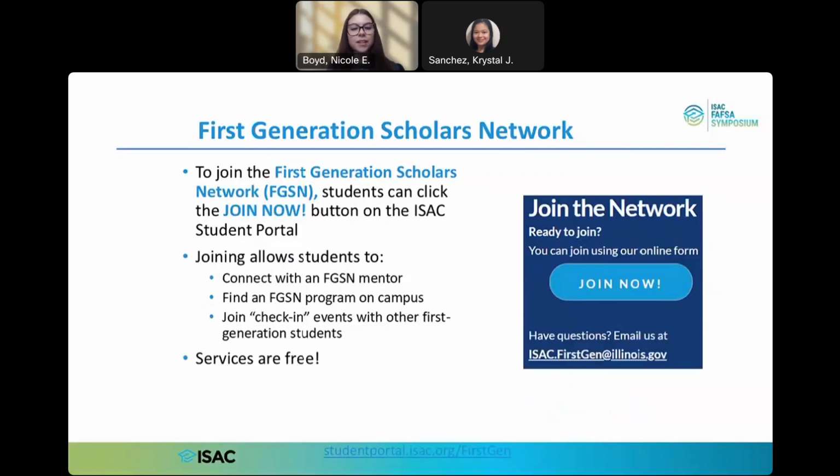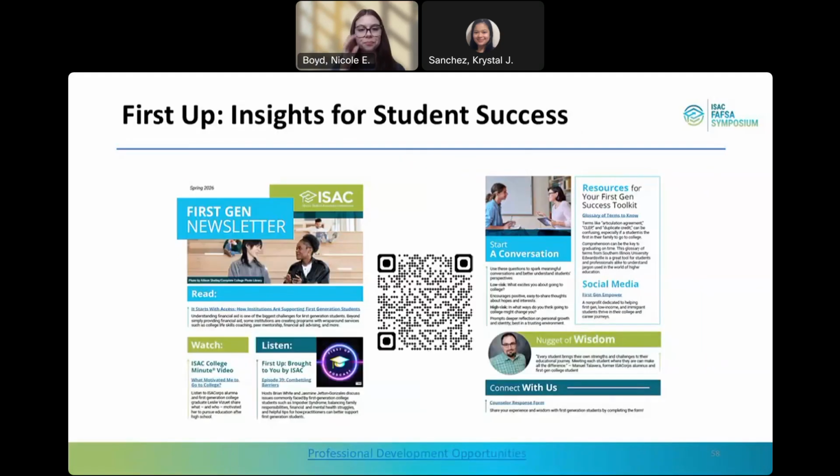And then I also want to highlight the First Generation Scholars Network. To join this for first-gen students, students can just simply click the Join Now button on the ISAC student portal, which will allow them to connect with an FGSN mentor, find an FGSN program on their campus, and join check-in events with other first-gen students. So this is a free service for first-generation college students.